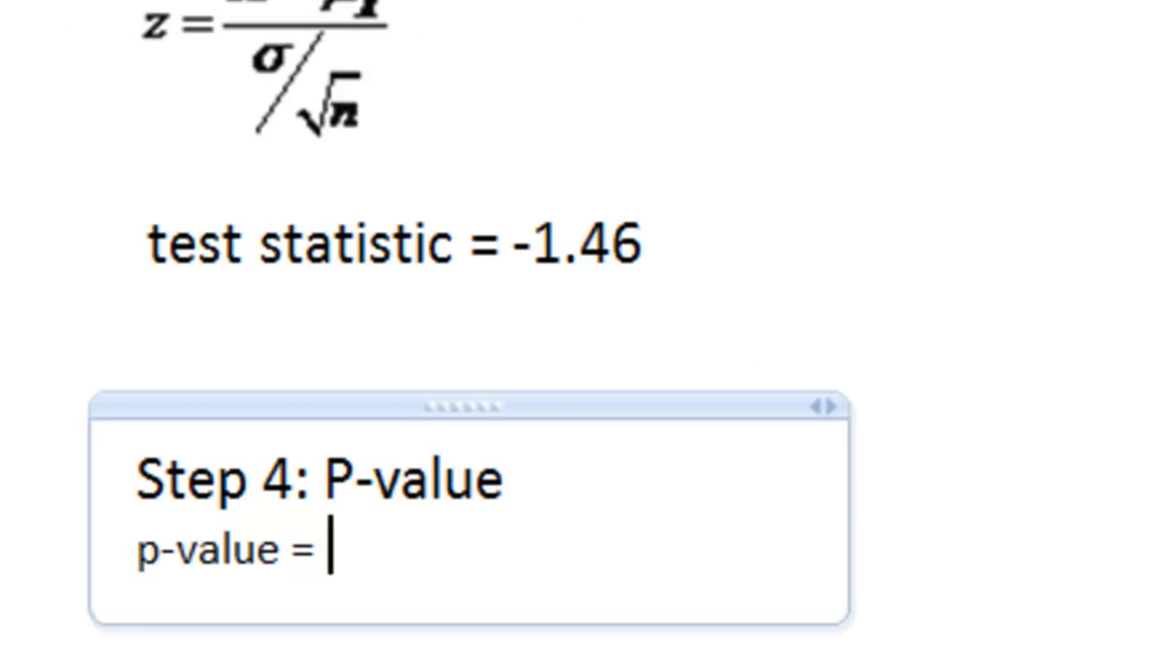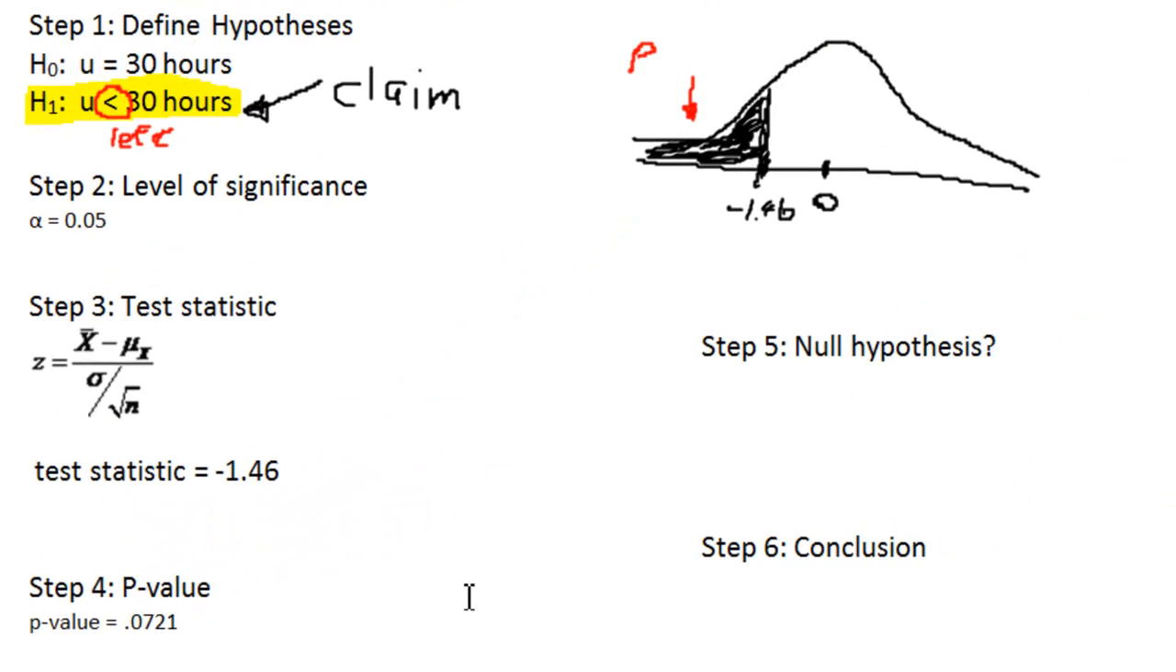Okay, so 0.0721 is our p-value. Now I'm going to compare two things. I'm going to compare our p-value, 0.0721. That's this area sitting right here, 0.0721, to the left of negative 1.46, the z-score, or test statistic.